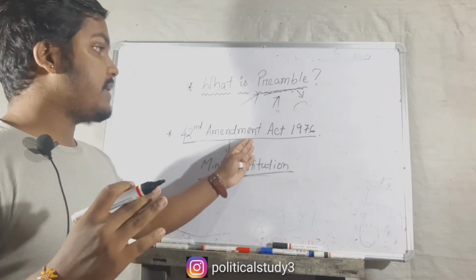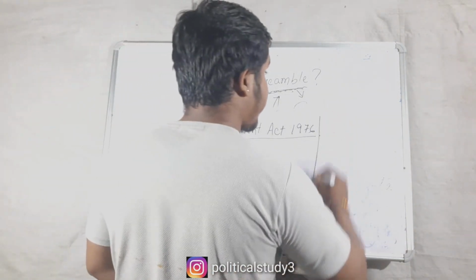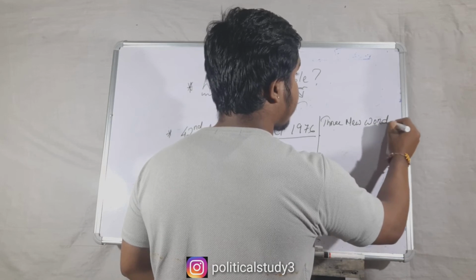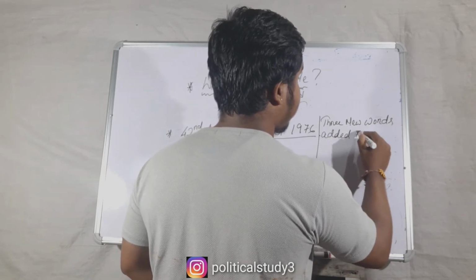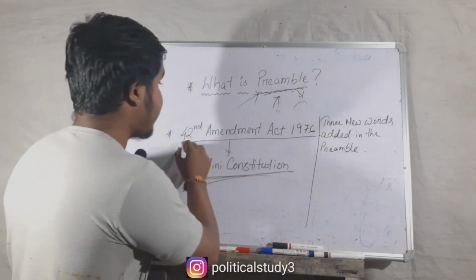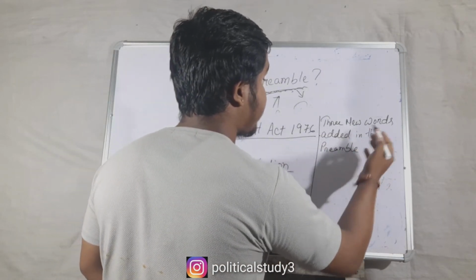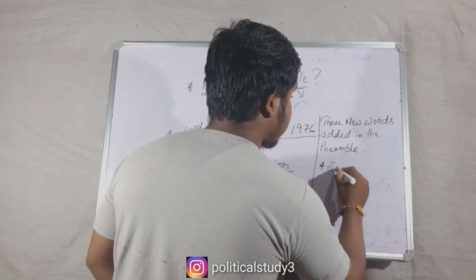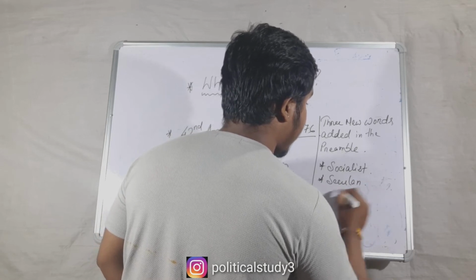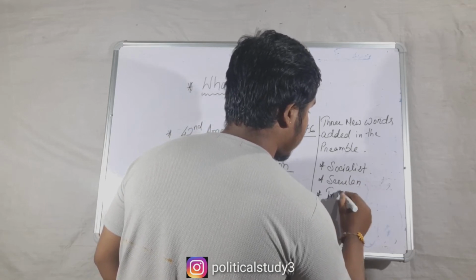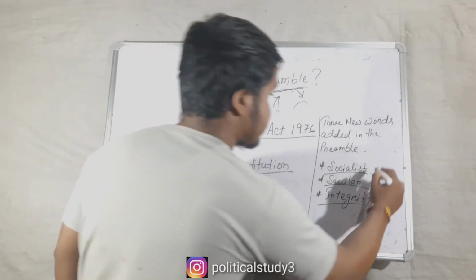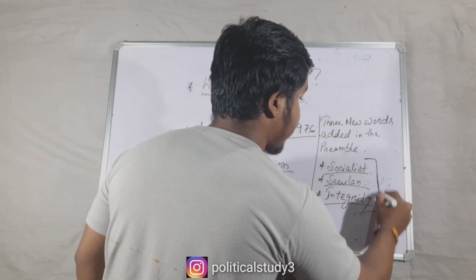Through this Amendment Act 1976, three new words were added in the preamble, and those are socialist, secular, and integrity. Socialist, secular, and integrity. Okay, so I will discuss it in my next video, don't worry.